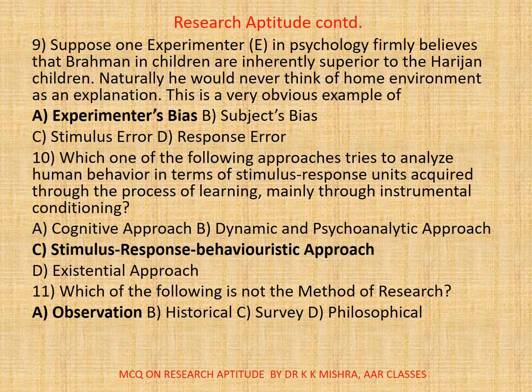9. Suppose one experimenter E in psychology firmly believes that Brahman children are inherently superior to the Harijan children. Naturally, he would never think of home environment as an explanation. This is a very obvious example of A. Experimenter's bias, B. Subject's bias, C. Stimulus error, or D. Response error. The correct option is A.